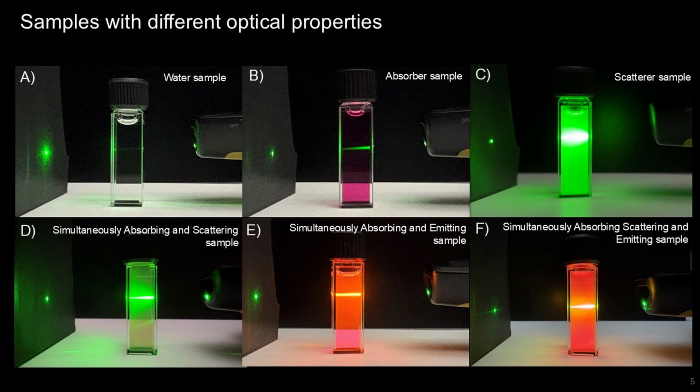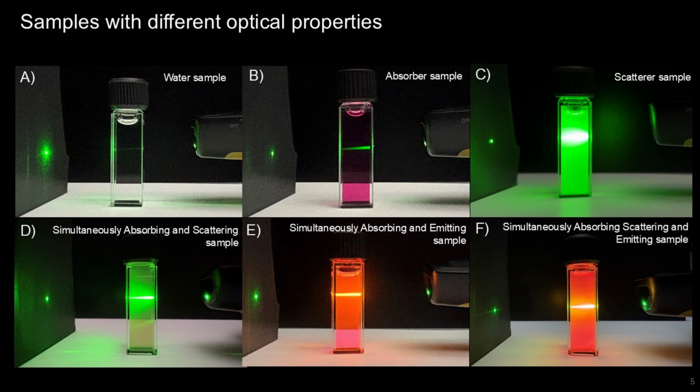To visualize how real samples interact with light, here we use a green laser beam passed through 6 different types of samples. Each is placed in a single cuvette. The beam then strikes a black screen behind the samples, allowing us to observe how light is altered. Sample A is just water, a baseline, with no significant absorption, scattering, or emission. The laser passes straight through with minimal change.